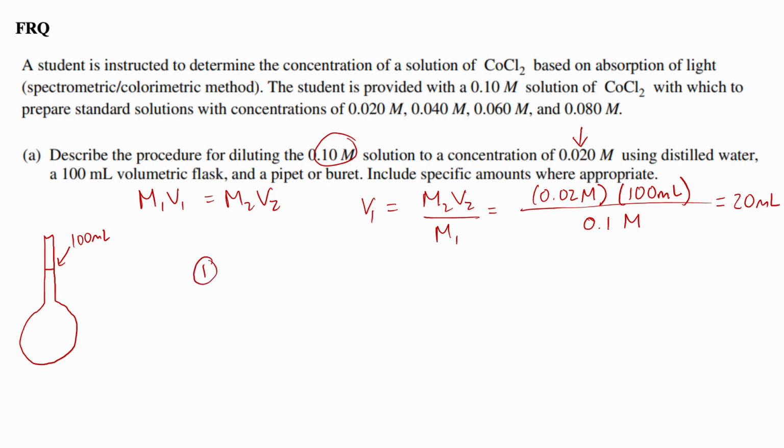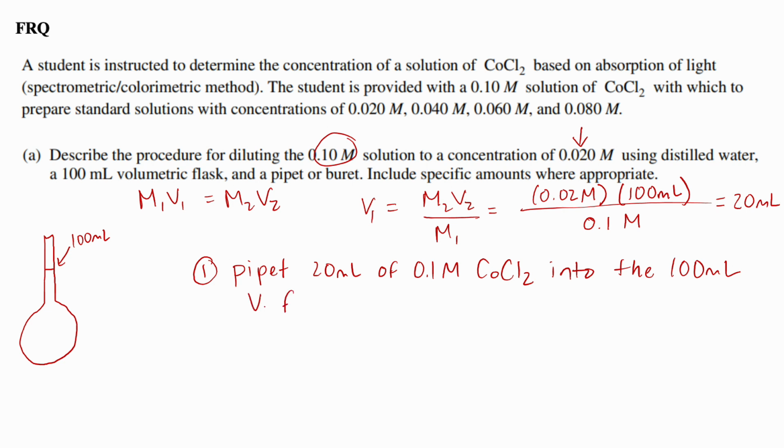It can be kind of short as long as it hits the 2 steps that I will be writing on this FRQ. If you did more steps than that and you are more specific, that's not going to take any points off of your question. So the first step that is required is going to be to pipette 20 milliliters, which is what we just found, of 0.1 molar CoCl2 into the 100 milliliter volumetric flask.